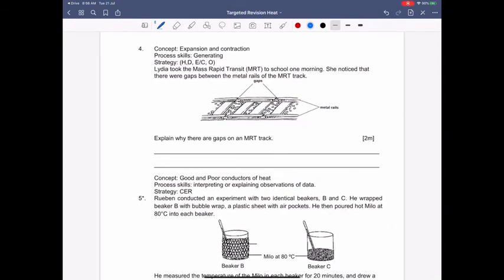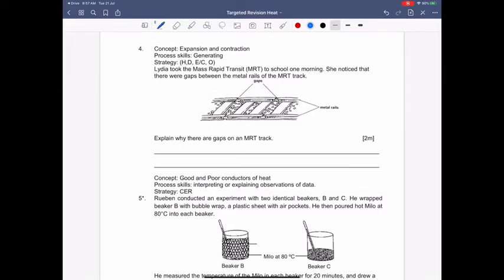Lydia took the MRT to school one morning. She noticed there were gaps between the metal rails of the MRT track. Explain why there are gaps on the MRT track. So once again, based on what I've read, I would think that it's actually expansion and contraction.